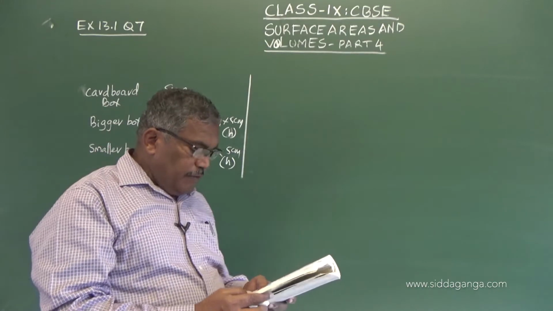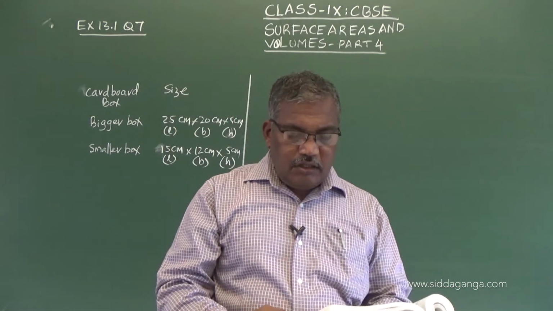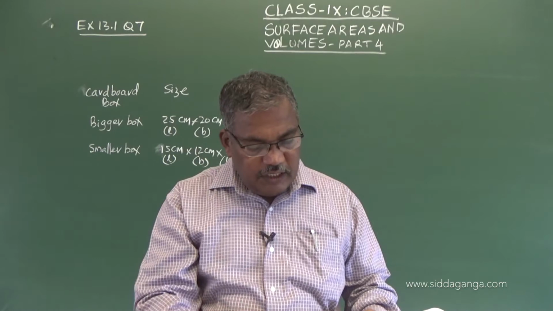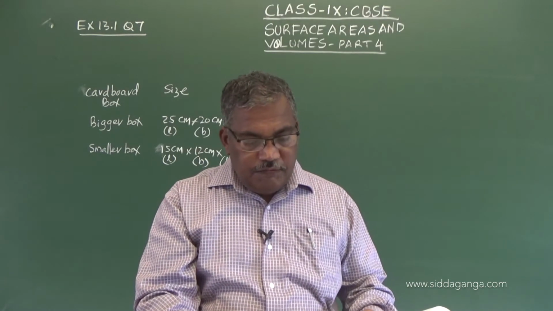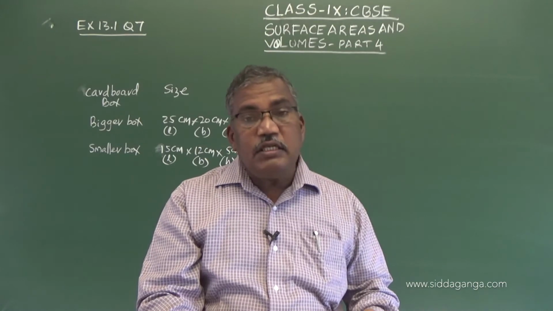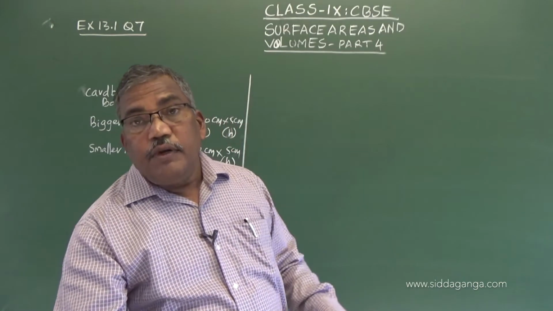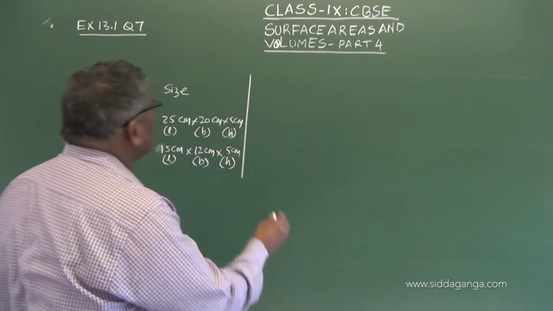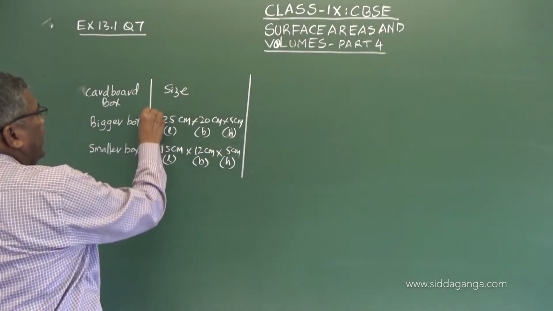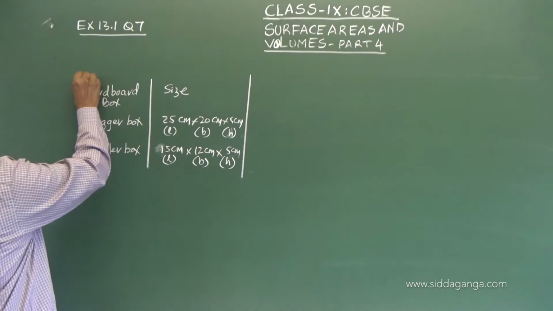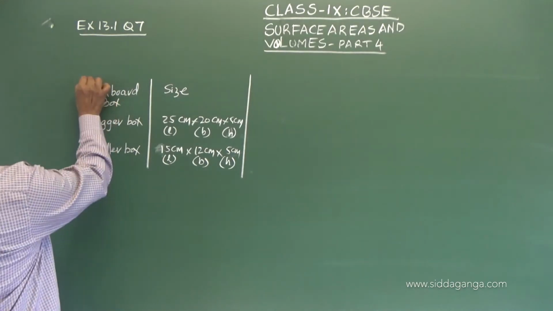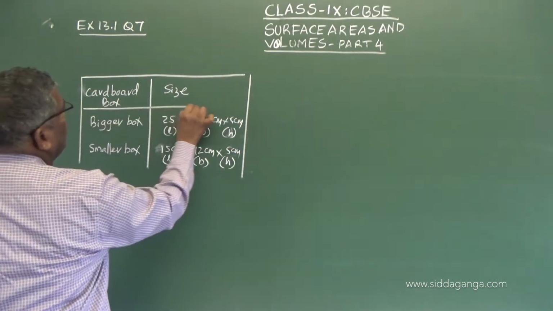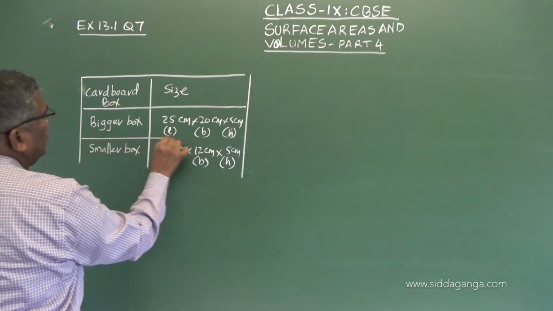For all the overlaps, 5% of the total surface area is required extra. If the cost of the cardboard is rupees 4 per 1000 centimeter square, find the cost of the cardboard required for supplying 250 boxes of each kind. So we have to calculate the total surface area of these boxes. So I will make a chart of it. This is the cardboard, this is the size, and these are the dimensions.